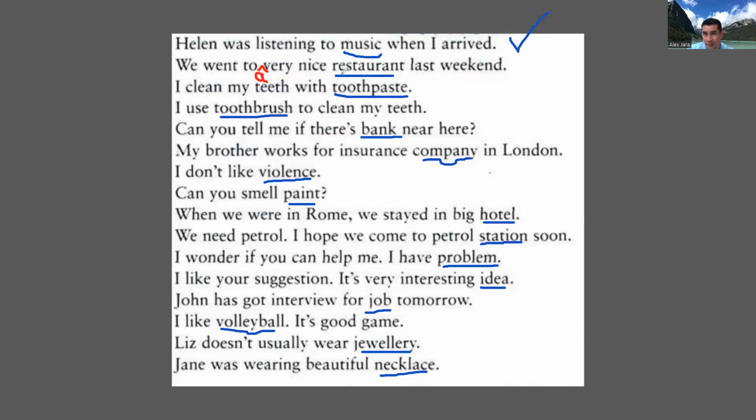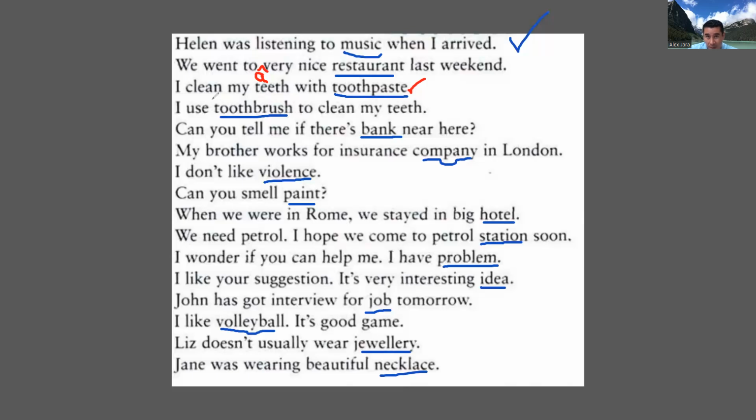A very nice restaurant last weekend. I cleaned my teeth with toothpaste. This is perfect. We don't need to change anything. Toothpaste is not countable, so we cannot use a, an, the, or any other determiner, especially in this context. Toothbrush, that is countable.